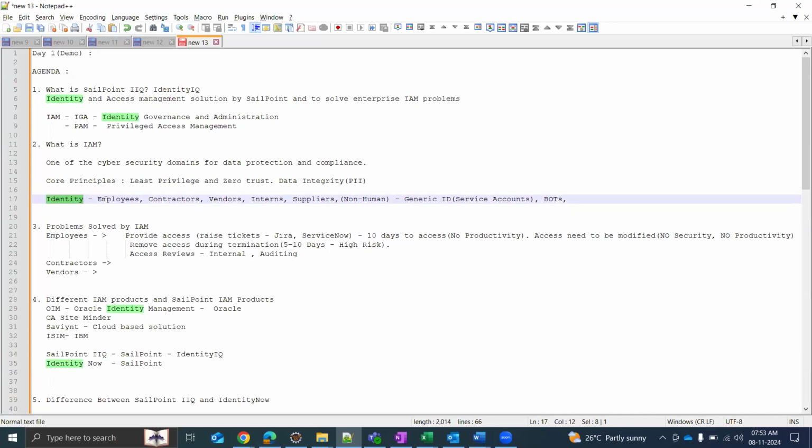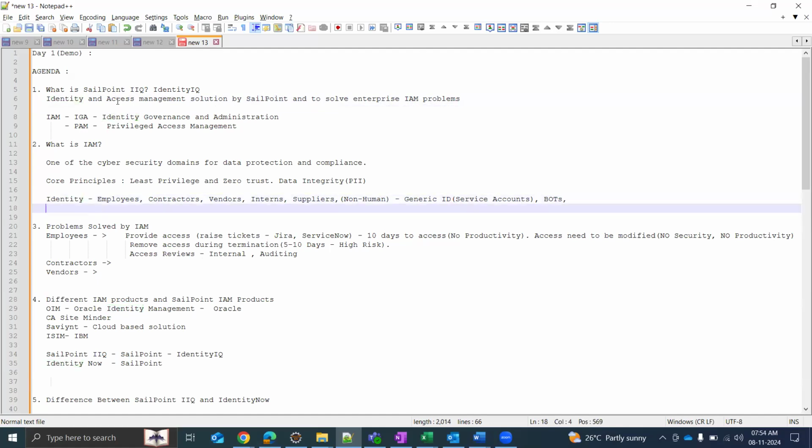Human identities are the people who work for the organization, like employees and contractors. Non-human identities refer to service accounts, bots, and automation agents. So this is what we mean by identity in identity and access management. Now I think we are good with the term identity, what exactly it means.